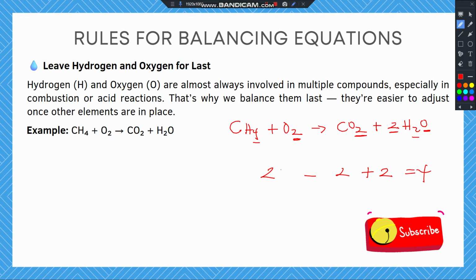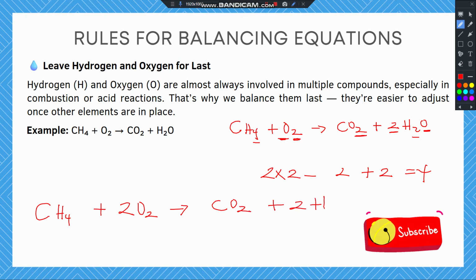So in order to make that equal, we simply multiply the left side by 2. That tells us that we're going to add a coefficient of 2 in front of this oxygen over here. Now this chemical equation becomes CH4 plus 2O2 giving us CO2 plus 2H₂O. So at this point, we're going to check and verify if all the atoms are balanced.